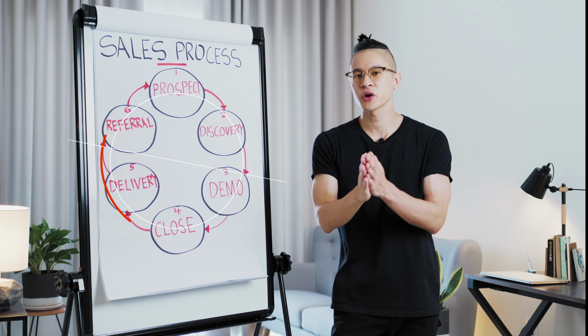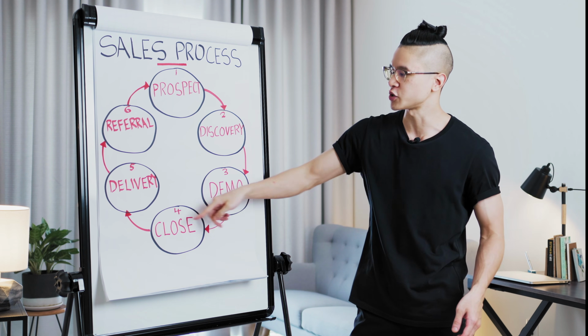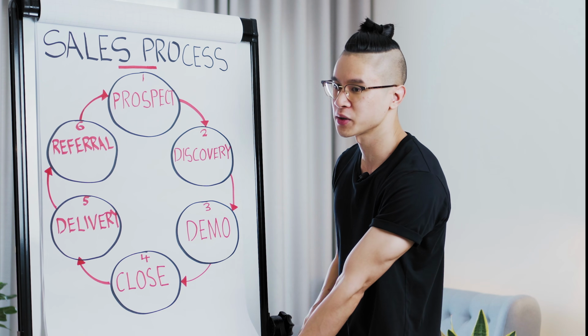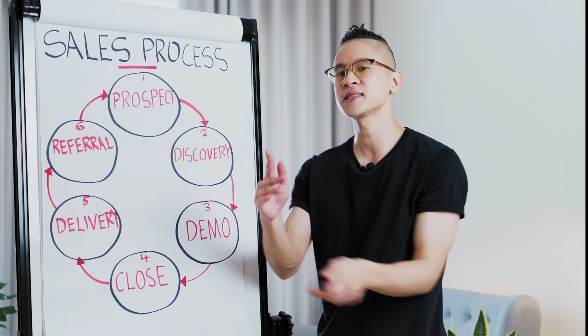And this is where the magic comes in, because if you look at this graph, it is a flywheel. It's not like a linear 1, 2, 3, 4, 5, 6 going down. It goes in a circle. And why is that important?